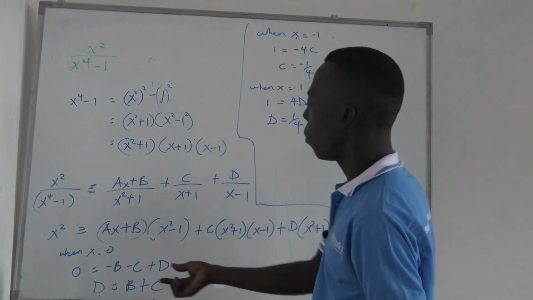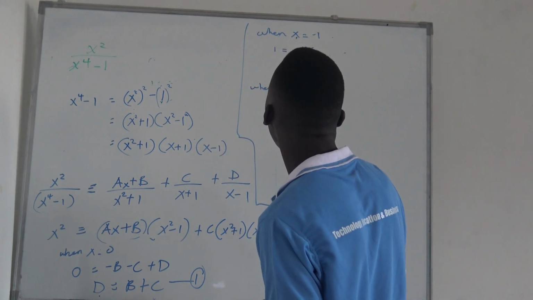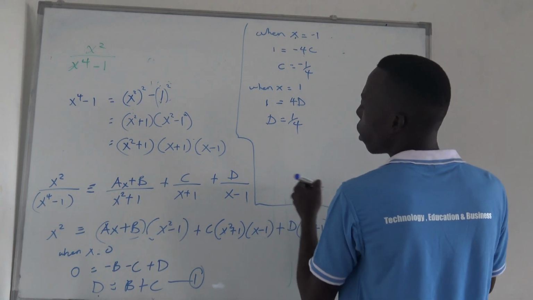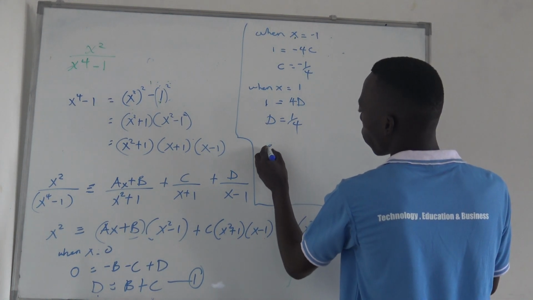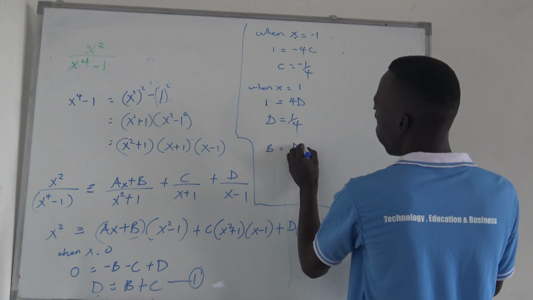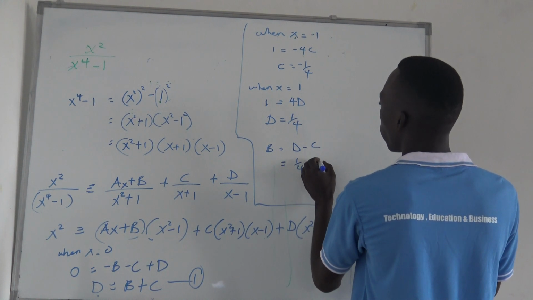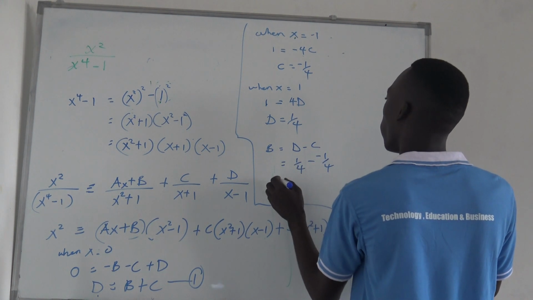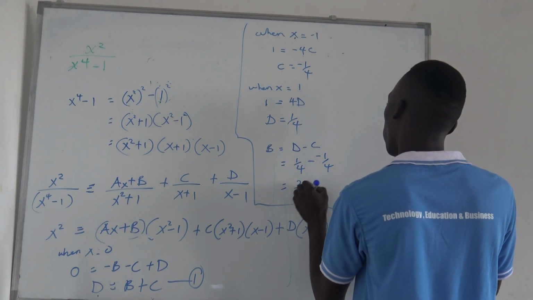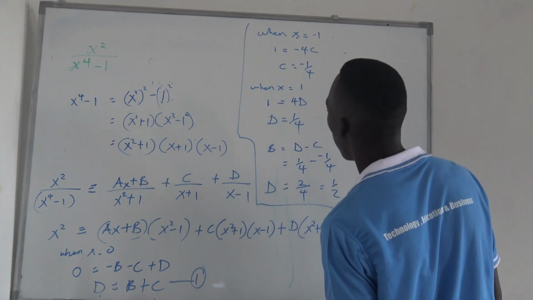After getting a quarter, we now substitute this one to get the value of b. So b is d minus c, which will give us a quarter minus a negative a quarter, which gives us 2 out of 4, which is a half. So our b is a half.